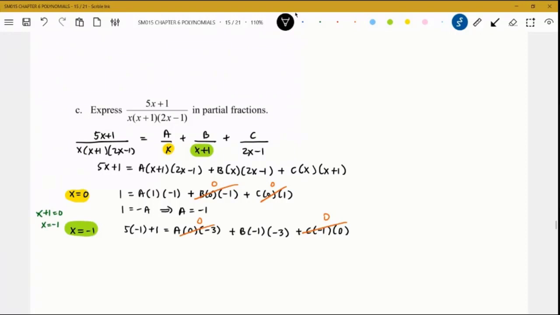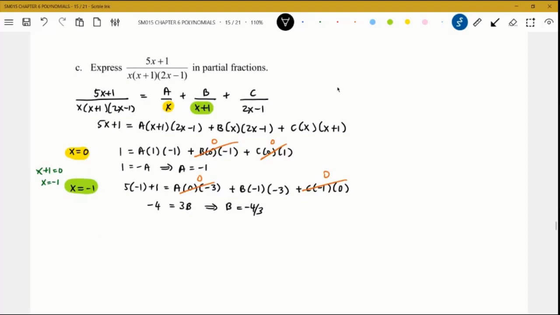Okay, untuk negatif 3 ni, mana datang negatif 3? Negatif 1 darab 2 dapat negatif 2. Negatif 2 tolak 1 dapat negatif 3. Okay, so itu datang yang negatif 3. Takut ada yang tak nampak. Okay, so negative 5 plus 1 will be negative 4. So negative 4 equals positive 3B. So directly your B equal to negative 4 over 3. Okay, itu second unknown.